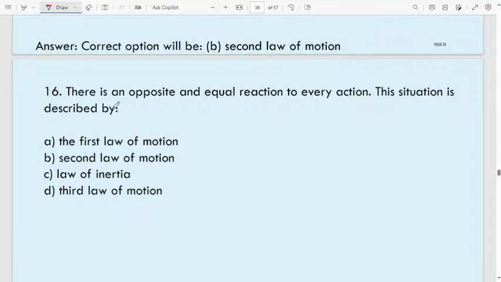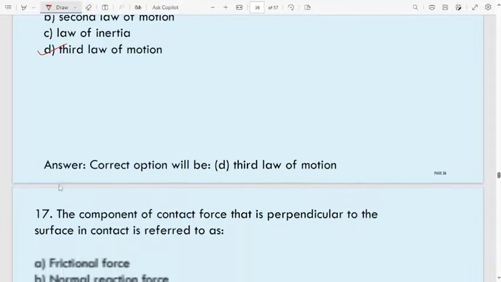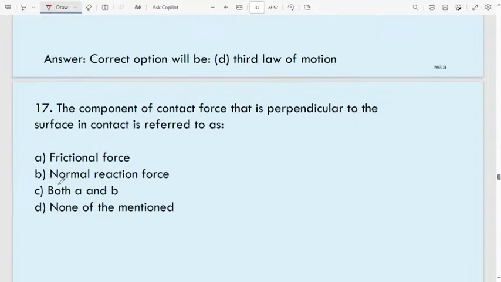Next question. There is an opposite and equal reaction to every action. This situation is described by option A, the first law of motion. Option B, second law. Option C, law of inertia. Option D, third law of motion. Yes, for every action there is an equal and opposite reaction. That is Newton's third law of motion. Very easy questions. Okay.